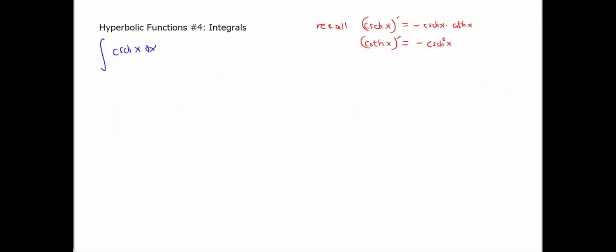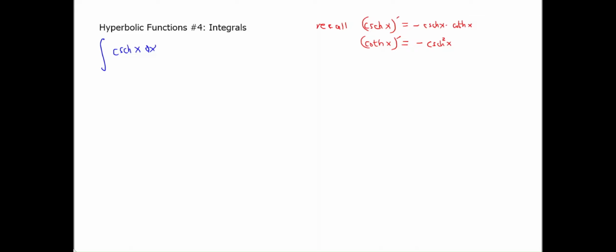Okay, back now. So hyperbolic cosecant, we want to take the antiderivative. Here it's going to be helpful to remember what the derivatives of cosecant hyperbolic and cotangent hyperbolic are. Once again, we proved these in the video on the derivatives, number 3.